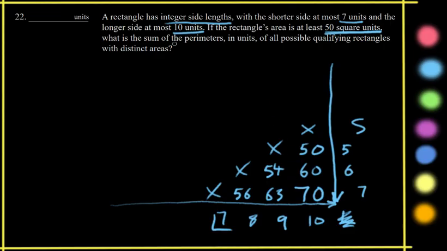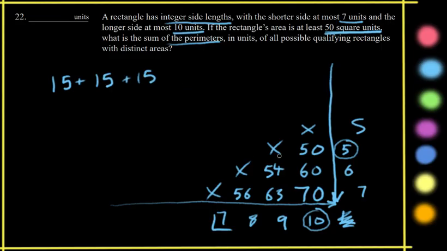But what we want to know is the sum of the perimeters. So the perimeter is going to be the sum of the shorter length plus the longer length, times 2. So maybe what I'll do is sum up all those shorter and longer lengths, and at the end I'll multiply everything by 2. So for 50, you've got 15, and then for this 54, you've got 6 and 9 is also 15, and also this 8 and 7 is also 15, right?